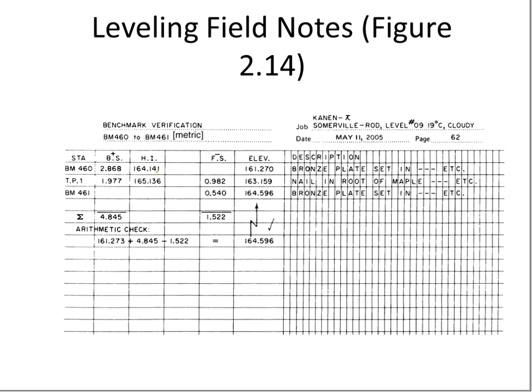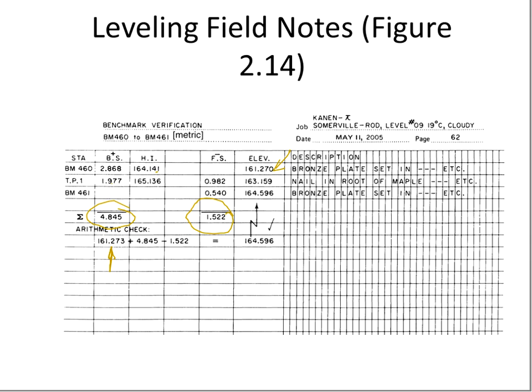We add that back sight, because now we've picked up and moved the instrument, to get our new height of instrument. We take the foresight on our final benchmark, and it should match with what the actual benchmark is supposed to be. So we know that if we add our back sights and we add up our foresights, here's the sum of the back sights, here's the sum of the foresights.